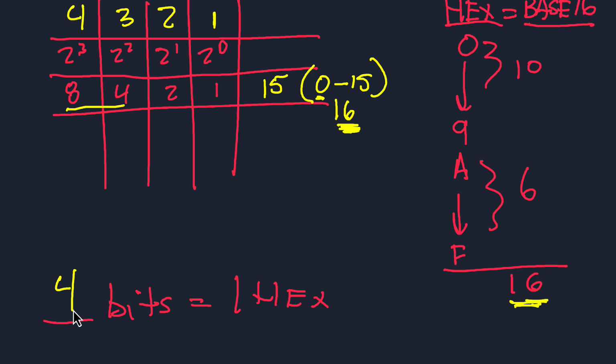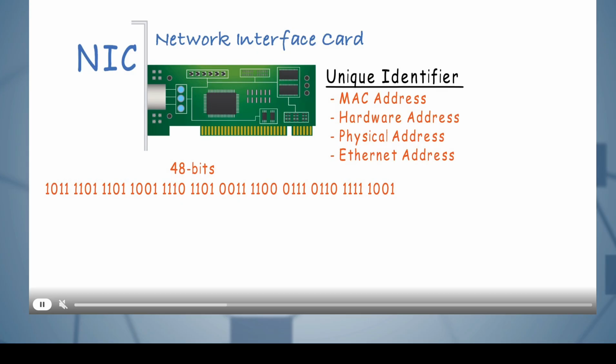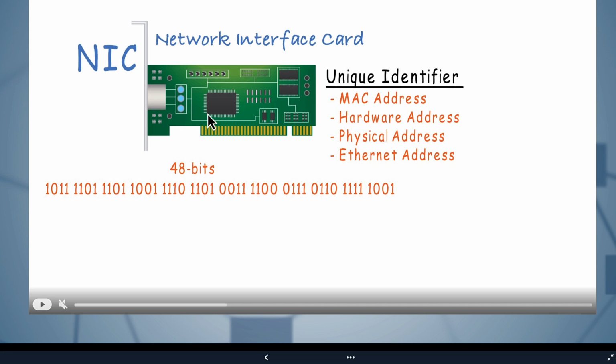Now going back to our notation, since we have 48 bits and we know that there are 4 bits for every hex character, so 48 divided by 4, 4 goes into 4 once. We drop the 8, and 4 goes into 8 twice, so that means there's going to be a total of 12 hex characters for our network interface card.